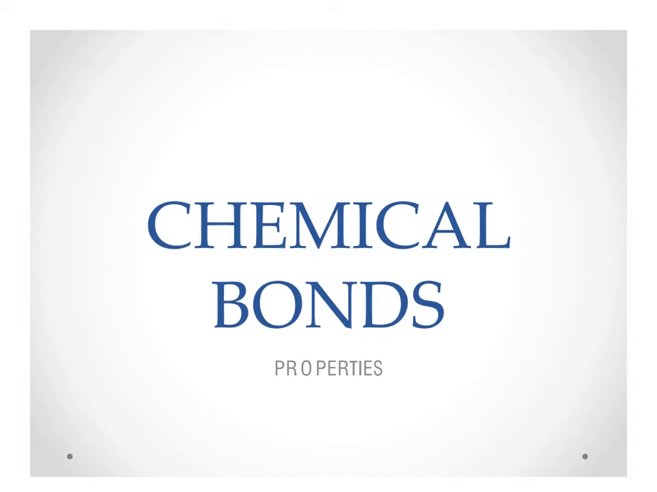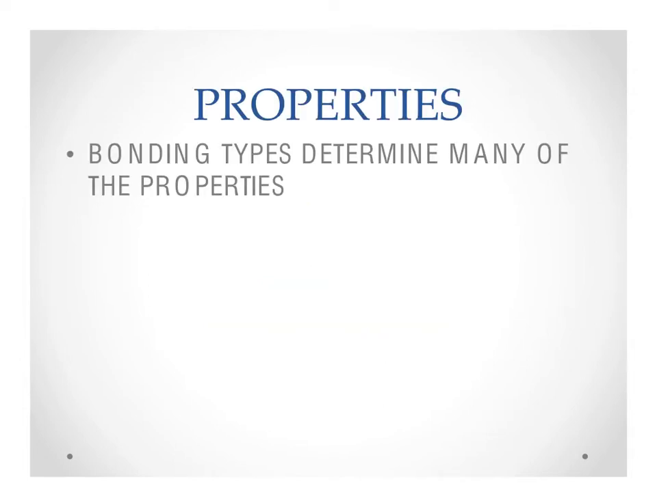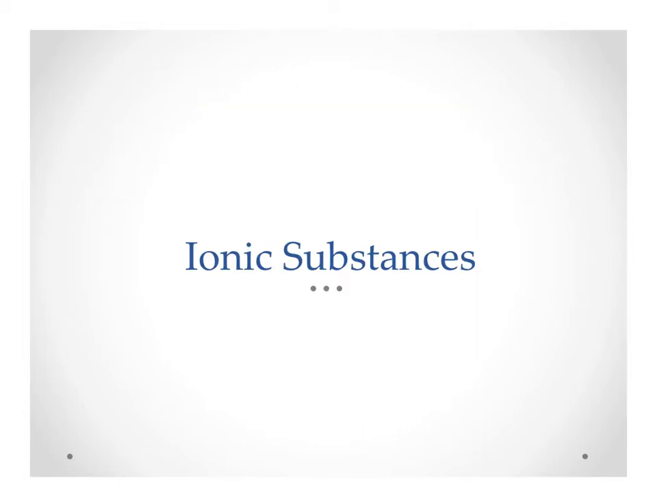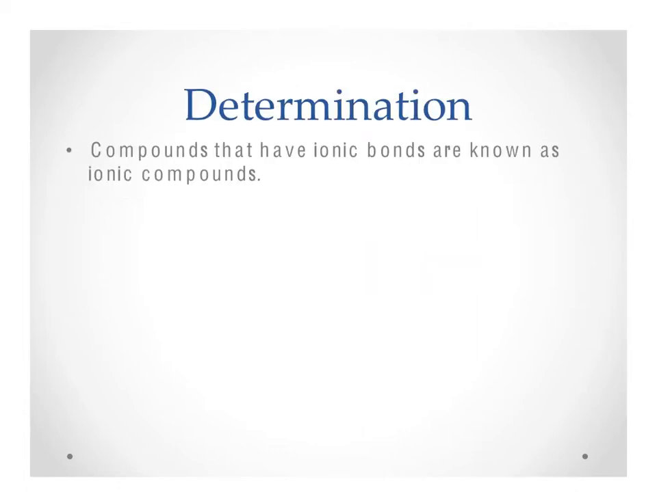Chemical bonds, properties. Bonding types determine many of the properties. We will be looking at the ionic, covalent or molecular, and metallic. First is the ionic substances.